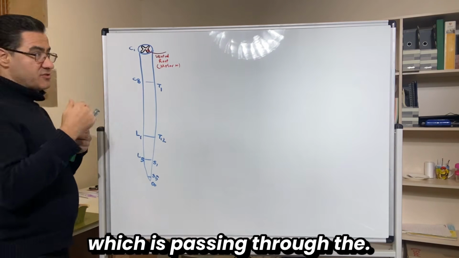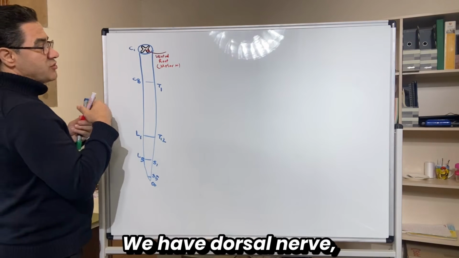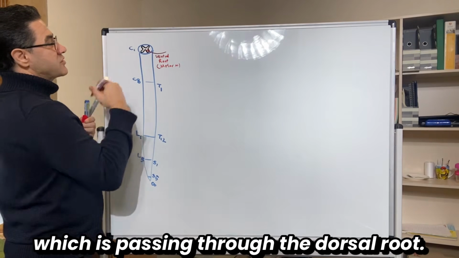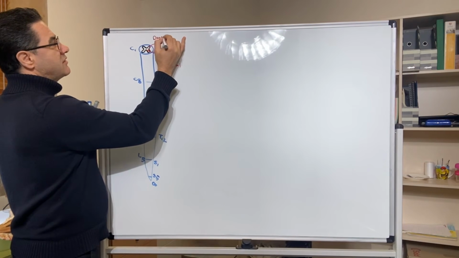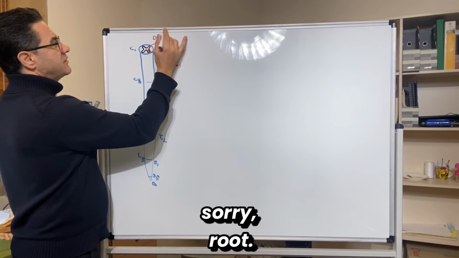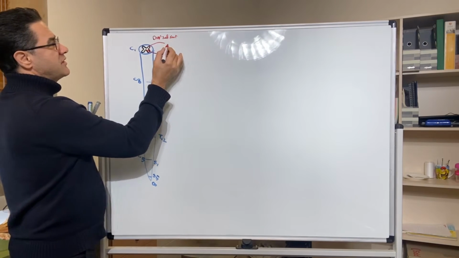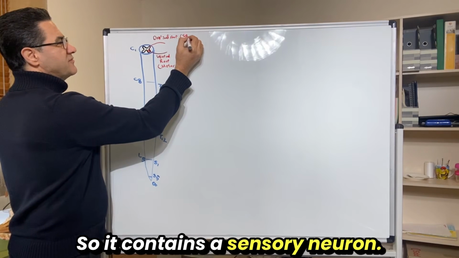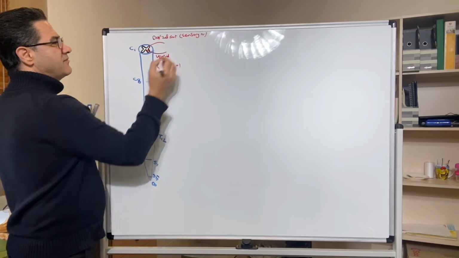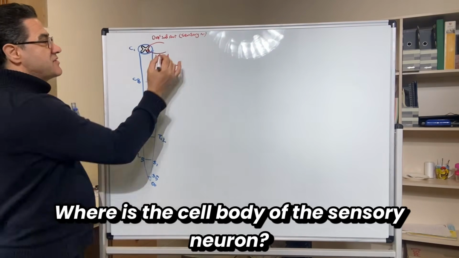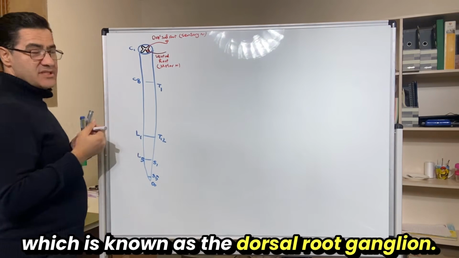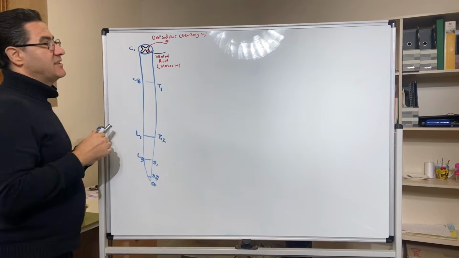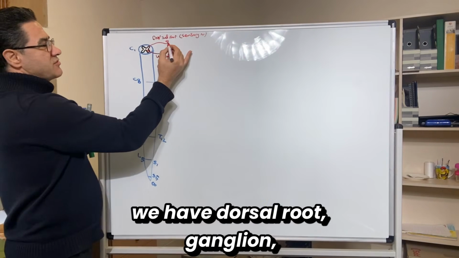which is passing through the dorsal nerve. So imagine that here we have dorsal root. So it contains this sensory neuron. Where is the cell body of the sensory neuron? So the cell body of the sensory neuron is outside the spinal cord. It's here, which is known as the dorsal root ganglion. So on the way of the dorsal root, we have dorsal root ganglion.